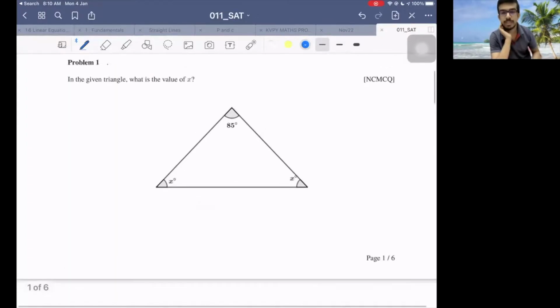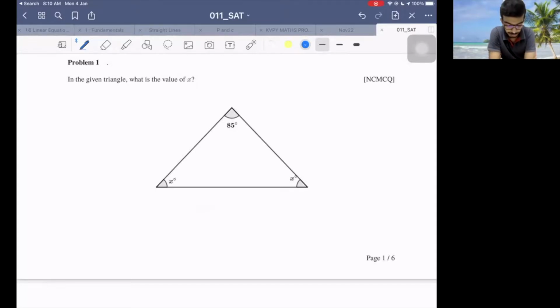So let's see first question. In the given triangle, what is the value of x? Can you just try? Take a minute or two, try and let me know the answer. In the given triangle, what is the value of x?